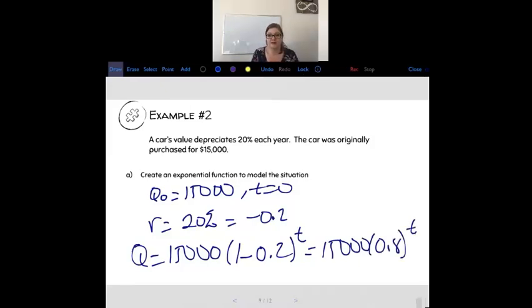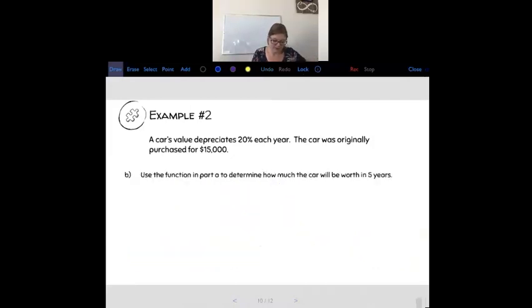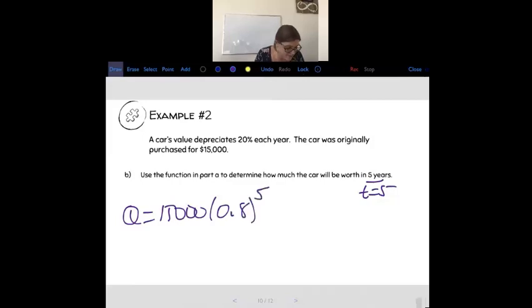Again, we talked about using percent increase and decrease or markup and discount. Notice that if a car loses 20% of its value, it's retaining 80% of its value. That's where that 0.8 is coming from in the formula. Use the function to determine how much the car will be worth in 5 years. 5 years corresponds to t equals 5 because we started at year 0. So we'd have Q is equal to 15,000 times 0.8 raised to the 5th power. And this comes out to be $4,915.20. Same thing we got when we calculated it 1 year at a time.